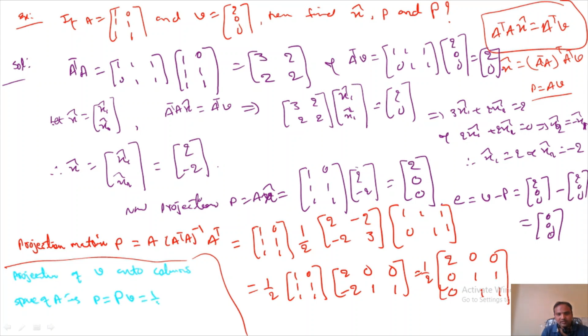Now see, 1 by 2 into the matrix 2 0 0 0 1 1 0 1 1 into 2 0 0. V is 2 0 0. It must be the same vector itself. See now you can check 1 by 2 into 4 0 0, that means we get 2 0 0. We get the same vector itself. The projection is itself. There is no error. This is one of the examples. Now we'll see another example.